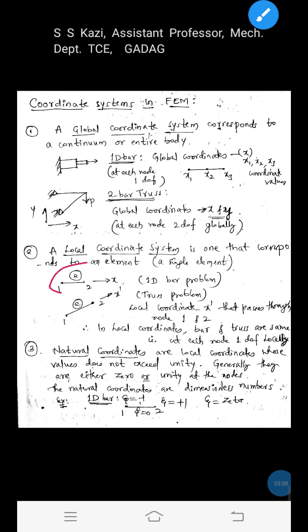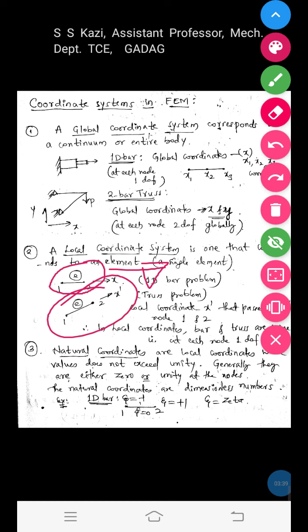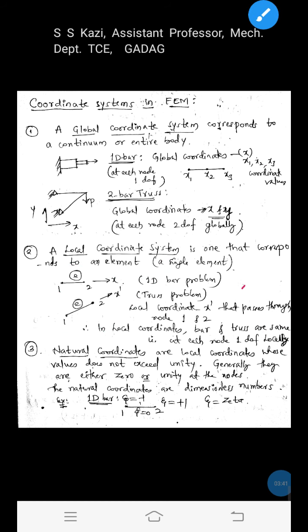Here we can observe that in the case of bar problems, the local coordinate x passes through the 2 nodes, and in the case of truss problems also, x dash is the local coordinate which passes through the 2 nodes, with 1 degree of freedom at each node. Hence in the local coordinates, bars and trusses are the same. That is, properties are the same for bars and trusses in local coordinates only, but in global coordinates they are different.